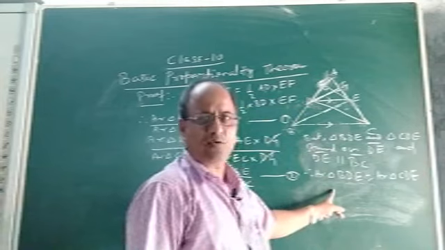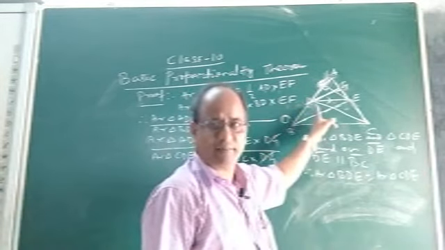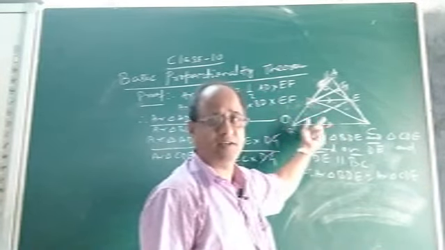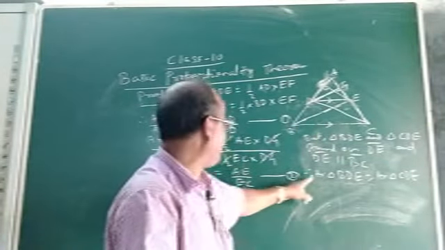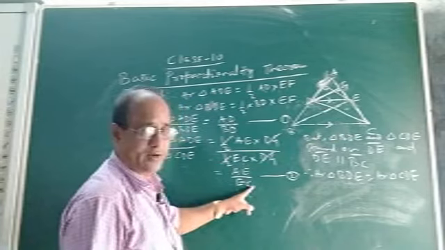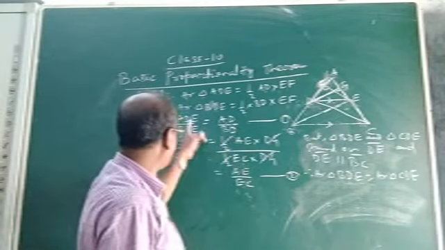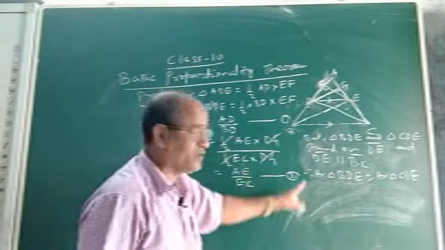So these two triangles will have equal area because they stand on the same base DE and between the same parallels DE and BC. Okay. Now what will be our next step? See, our aim is to prove this one equal to this one. And to prove these two are equal, we have to make the left hand side of these two equations same.